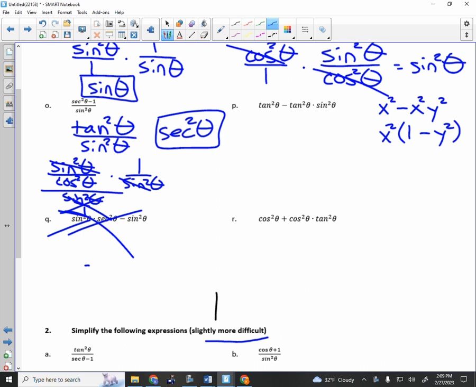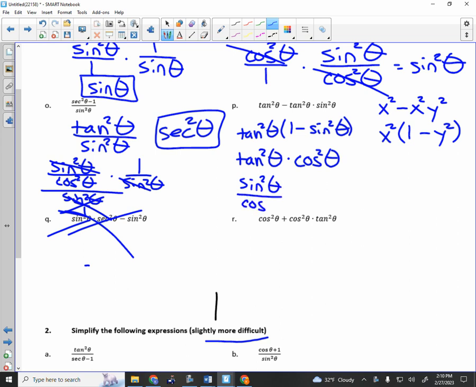That's how that factors. So what can you factor out here? And what are you left with? That's awesome because I know what 1 minus sine squared is. What is it? So I get tangent squared times cosine squared. Now that's the same as a problem we did on the front. I take sine squared over cosine squared times cosine squared over 1. And what do you get? Sine squared.